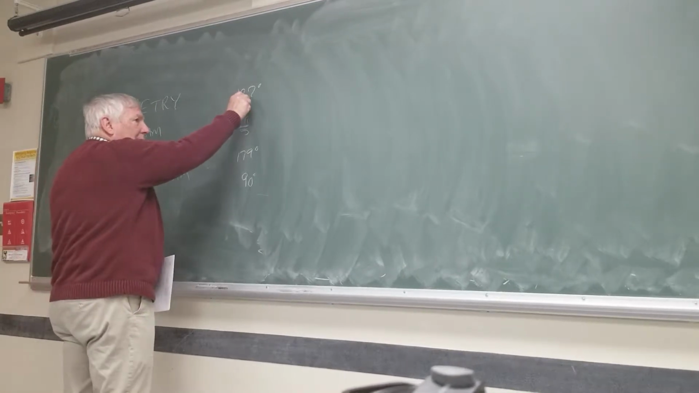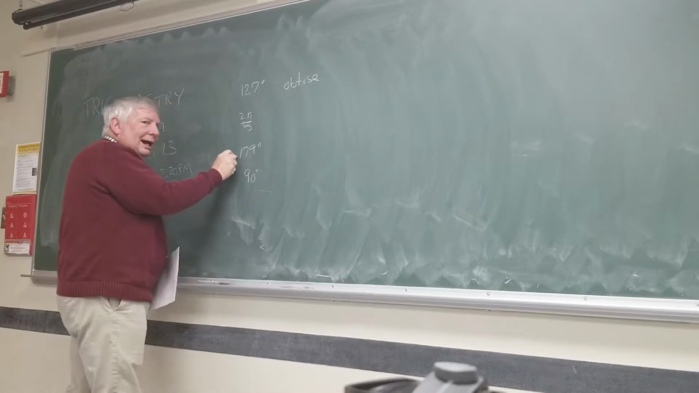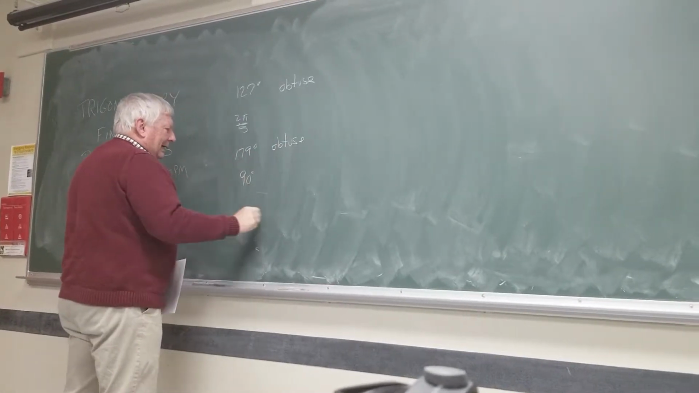127 is more than 90, but less than 180, so it's obtuse. 179 is more than 90, but less than 180, so it is obtuse. This is 90, so it is right.